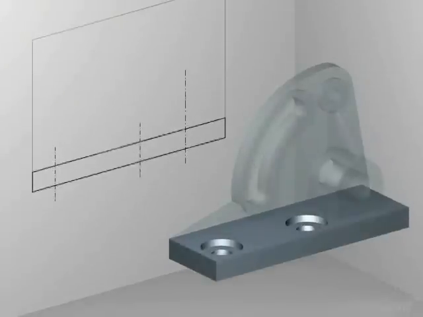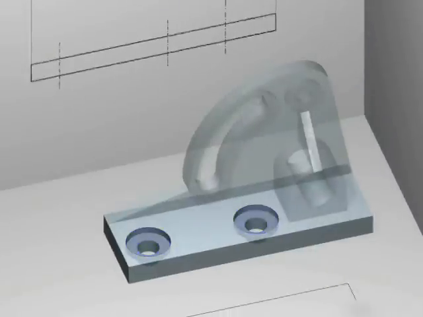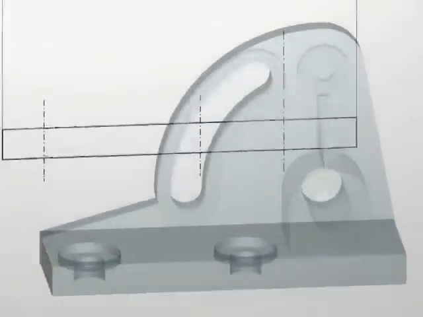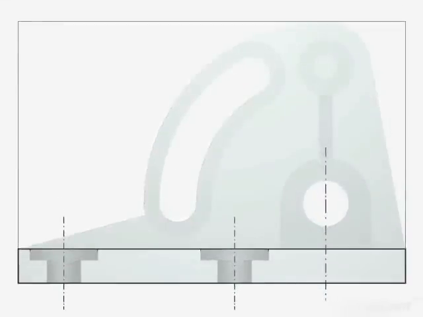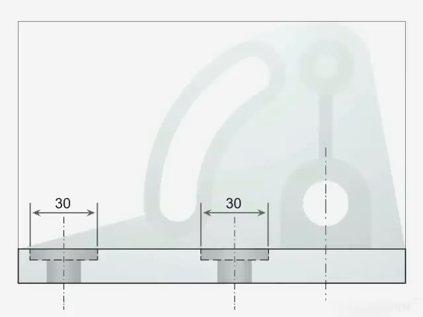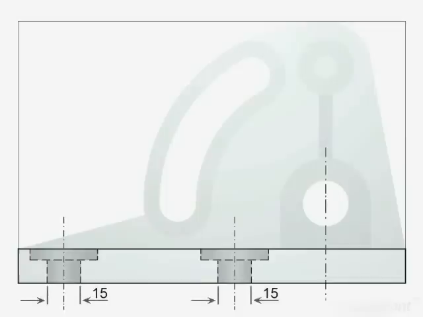As the next step, we will project spot face holes. Observe each hole has two parts with different diameters. Draw hidden lines for the upper part with 30 mm diameter, and it is 5 mm deep. The lower part has a diameter of 15 mm.